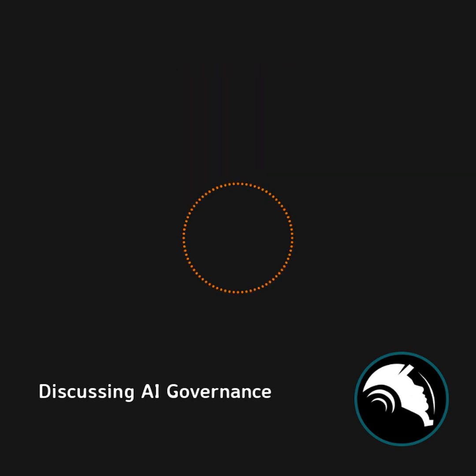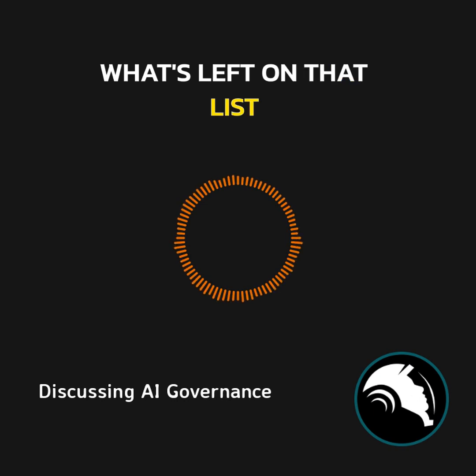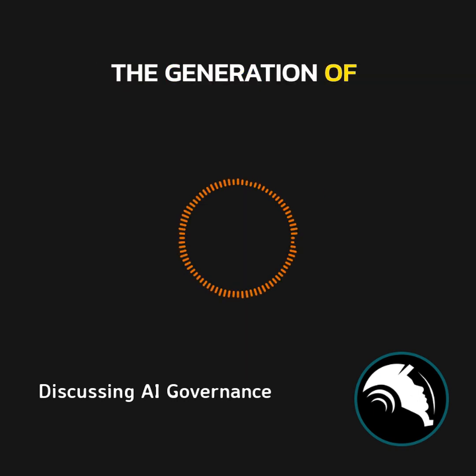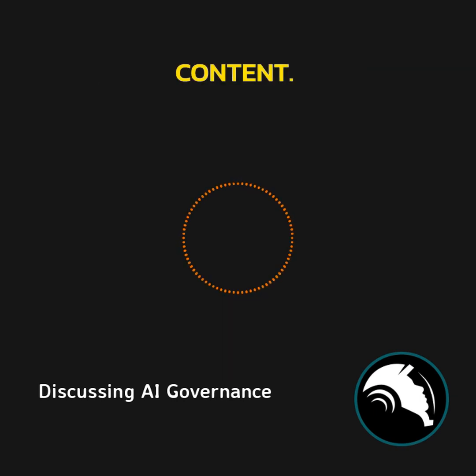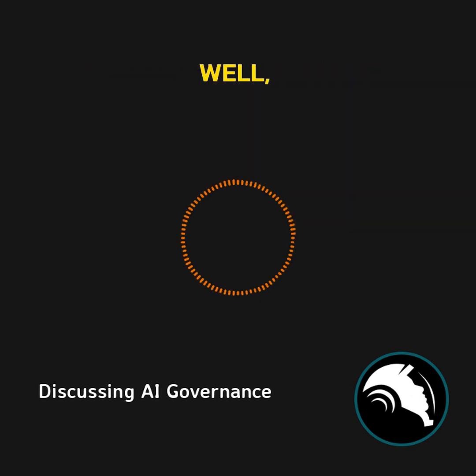Okay, that makes sense. So we've covered misinformation, copyright, bias, privacy, impersonation. What's left on that list of AI fears? Well, there's one more we need to talk about. The generation of explicit or harmful content. Right, because if AI can be used to create art and music, it can probably also be used to create things that are, well, not so great.